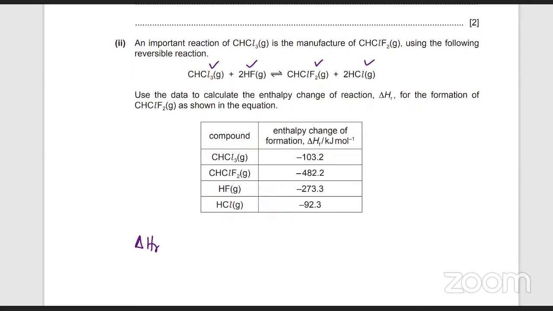So if the enthalpy of formation of everything is given, the enthalpy change of your reaction is going to be the enthalpies of formation of your products minus the enthalpies of formation of your reactants, and you can just do the math now. Take the products here: CHClF2, be very careful with your calculations, -482.2. That's 1. The other one is 2HCl, so that's plus 2 times -92.3.